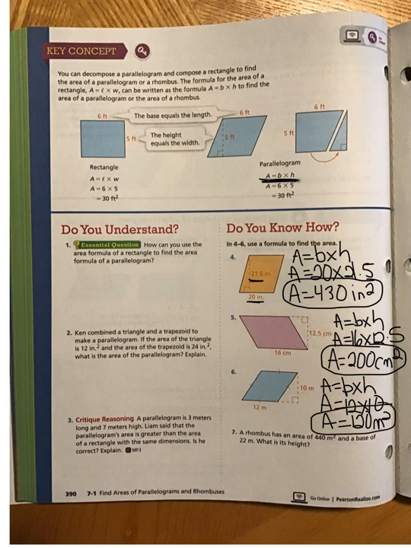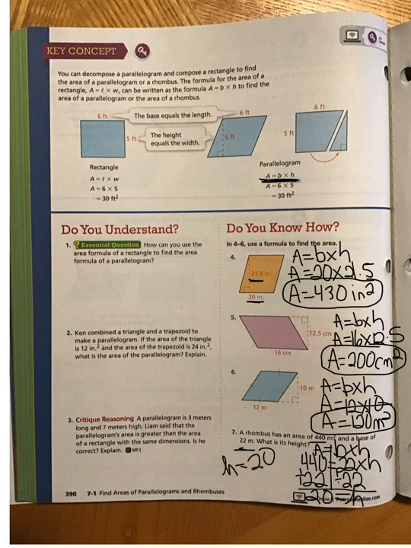Number 7, a rhombus has an area of 440 and a base of 22. What is its height? So this is one where when we write our formula, area equals base times height, 440 is going to go in for the area, and the base is 22. And we have to figure out 22 times what is 440. Draw my line, divide each side by 22. And then when I solve this and I do 440 divided by 22, you get the number 20. So the height of that rhombus is 20.